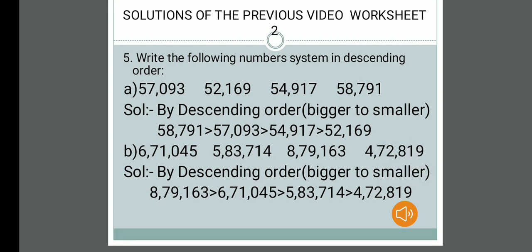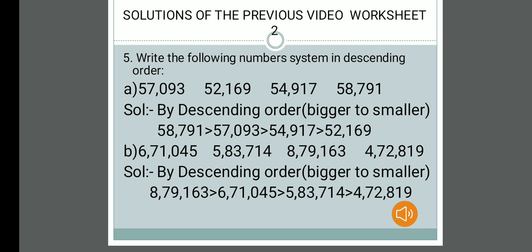The next concept is descending order. Here we have to arrange the number system from bigger to smaller. So the fifth question, A: 57,093, 52,169, 54,917 and last 58,791. Here I have taken 5-digit number systems. So the solution by descending order, that is, you have to arrange from bigger to smaller.